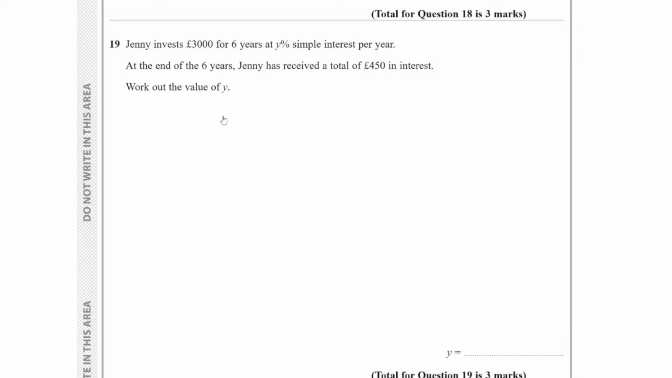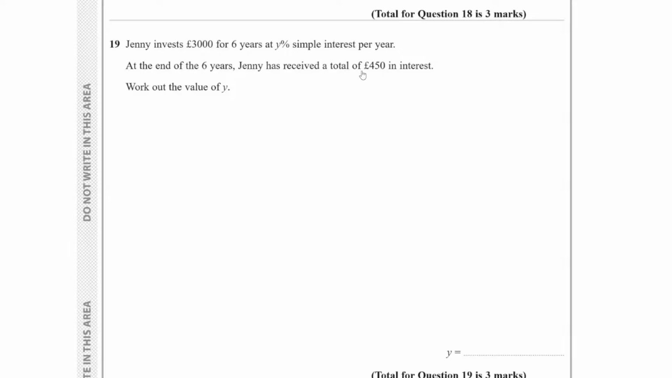We've then got question 19. Jenny invests £3,000 for 6 years at Y% simple interest per year. At the end of 6 years, Jenny has received a total of £450 in interest. Work out the value of Y. So simple interest. We've got sometimes compound interest, sometimes simple interest. So simple interest is just that when you work out the percentage of the 3,000, that exact monetary value in pounds, in this case, that same amount will be added every year.